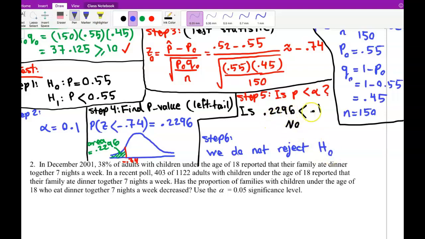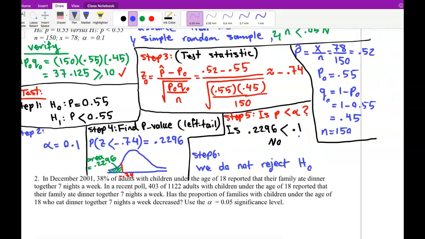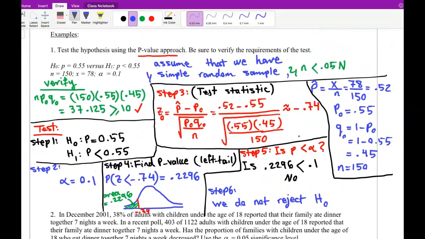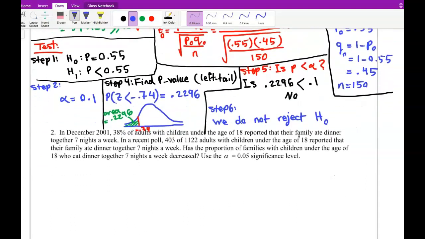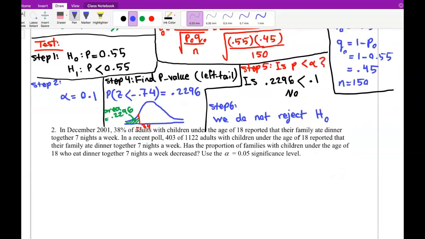So if this one was less than 0.1 and the answer for this part was yes, then we will reject the null hypothesis. But the answer for p-value is not less than alpha, that's why we're not rejecting it. Okay, we finished example number 1. Then example number 2.